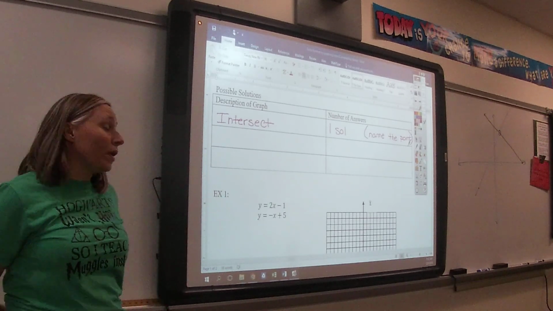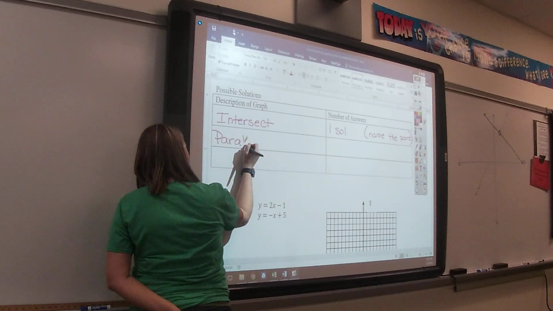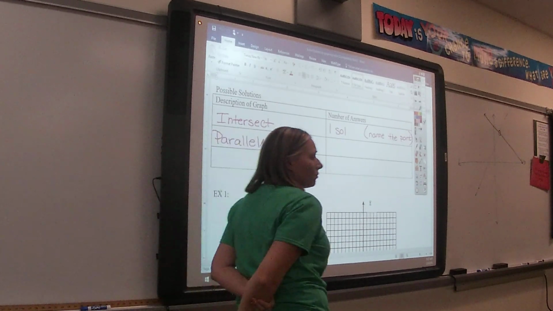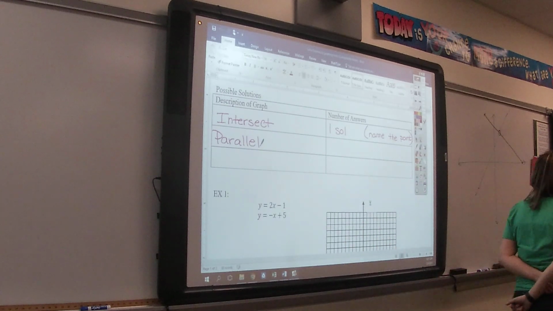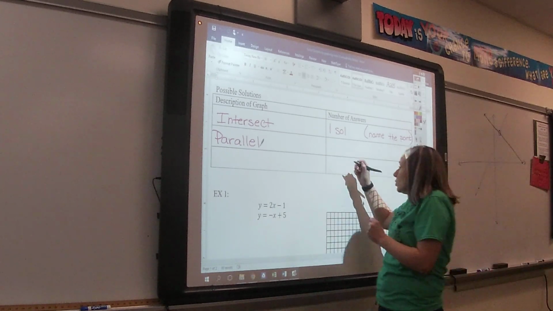We could also graph 2 lines, and they might be parallel. Okay, so if our solution is where lines intersect, what are parallel lines? They might look like this, where they're both like this. Now they could be any angle, but how often do parallel lines intersect? Never. So how many solutions is this one going to have? 0, right? This is going to be our no solution option.